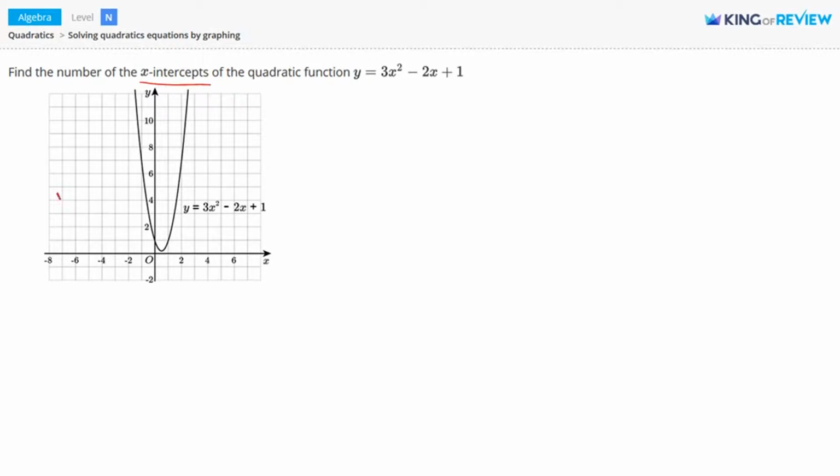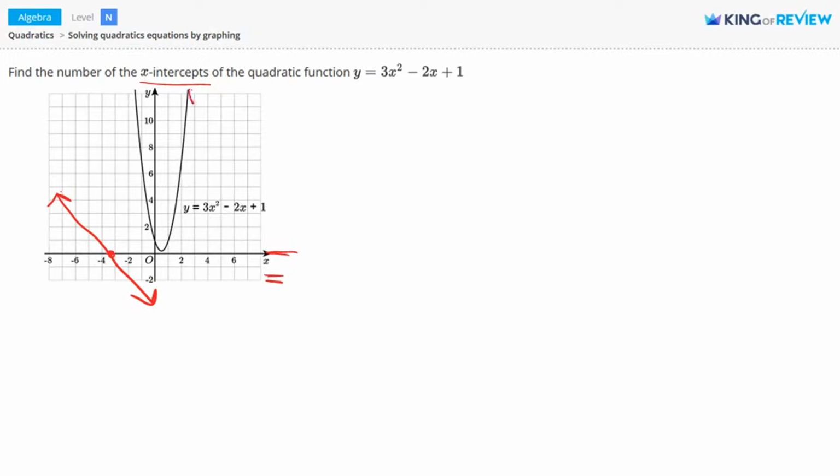Well, let's think about a line. If we plot a line like this, where does this line cross the x-axis, which is this line here? Well, it crosses the x-axis right here at this point. The x-intercept is where the graph crosses or touches the x-axis.